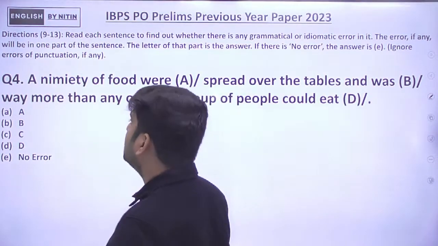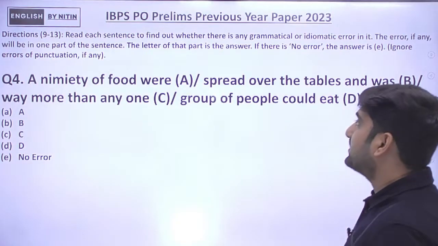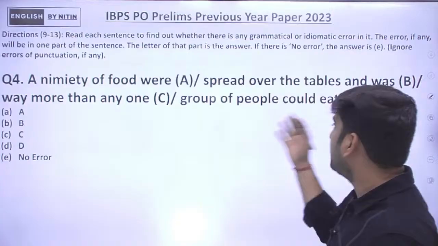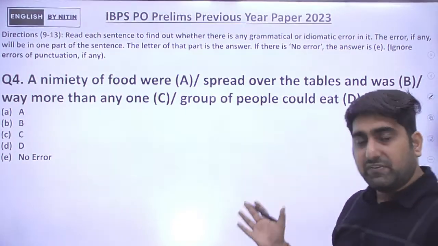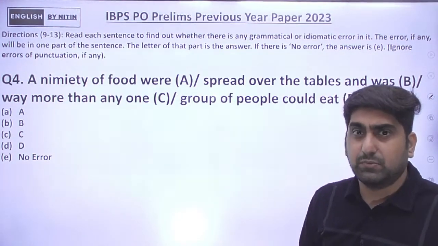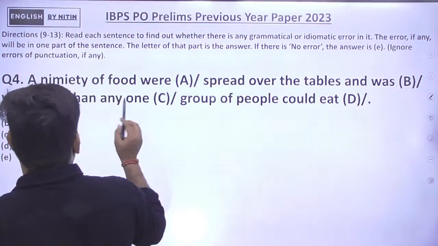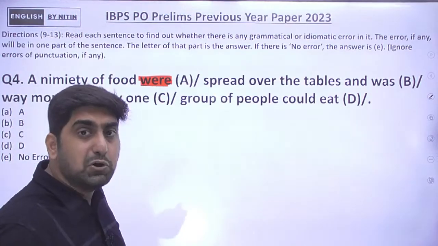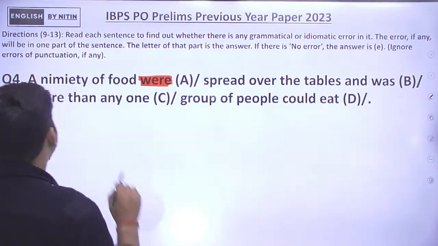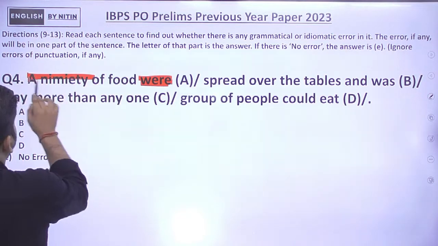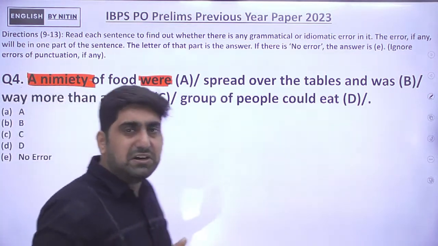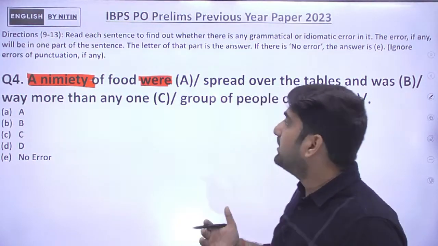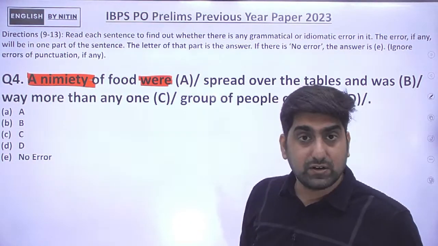The question is, an enormity of food were spread over the tables and was way more than any one group of people could eat. Once when you look at the question, it seems errorless, but actually the error lies in the very first part. Why? Because the verb is given in the plural form, but the subject against the verb that we have is singular. The article a itself suggests that it is a singular entity. An enormity of food, not were but was.